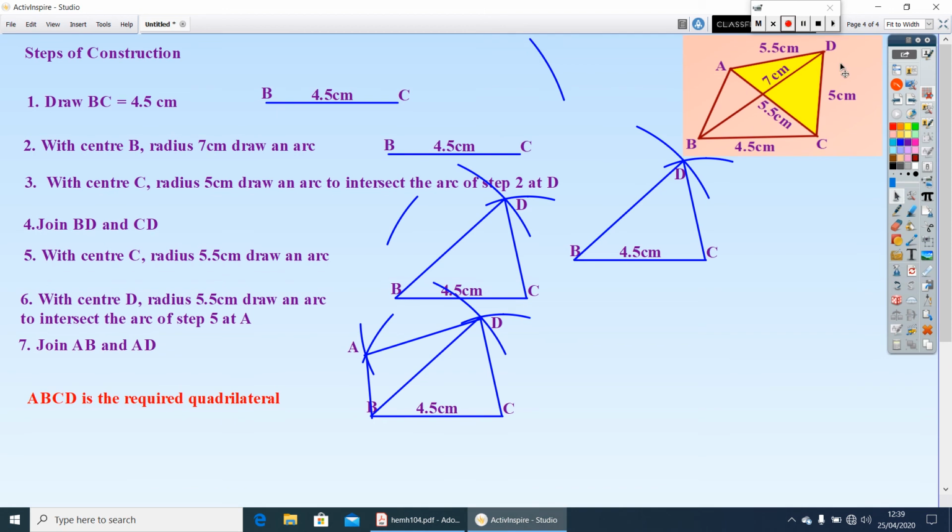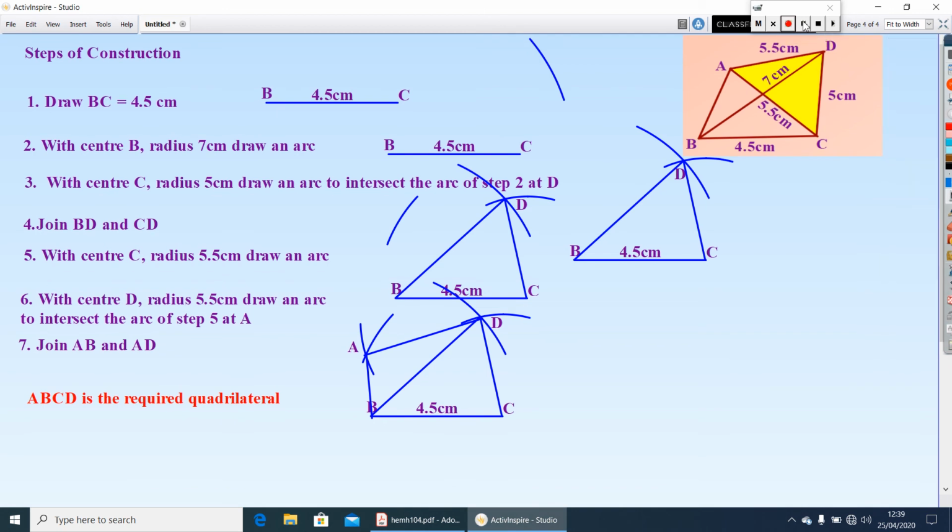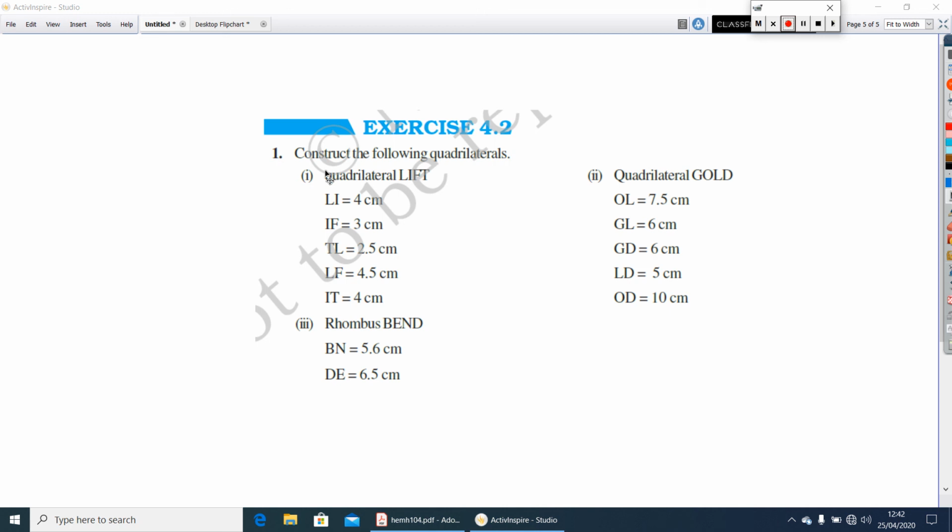Now let us see the textbook questions. Here question number 1, quadrilateral LIFT. So two diagonals and three sides are given. In the same way you can construct it. Similarly, this also, quadrilateral GOLD, two diagonals and three sides are given, you can construct. Then let us see rhombus BEND. Only two measurements are given. How will you construct it?